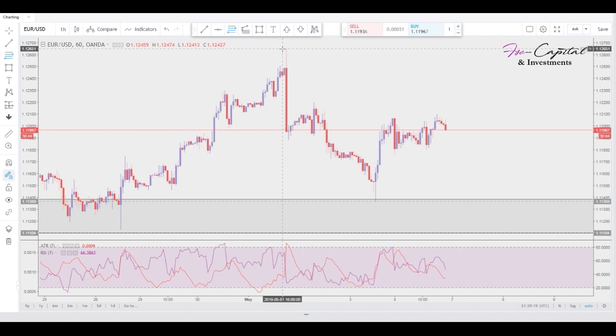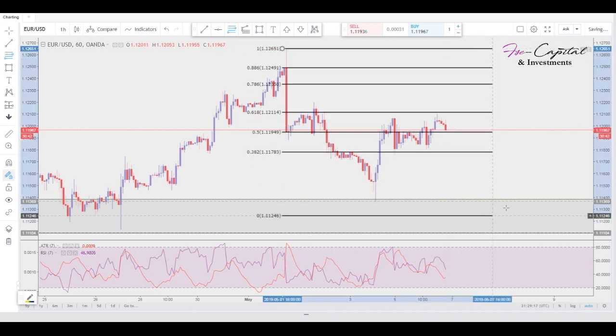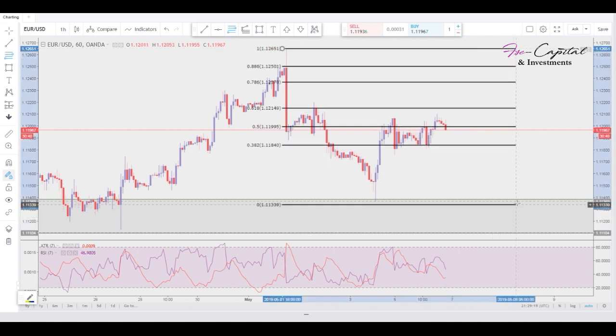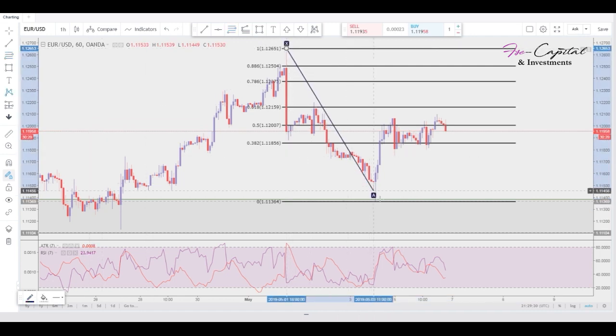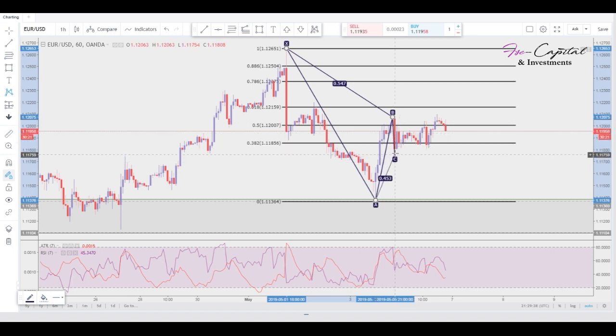If you take this as your X leg, X to A, there it is, X to A. You've got a Bat setting up at 1250. Let's draw that in and I'll show you exactly where that is. So you've got X to A to B, B to C, and CD completion here at 1250.